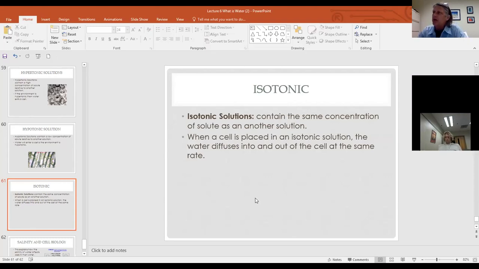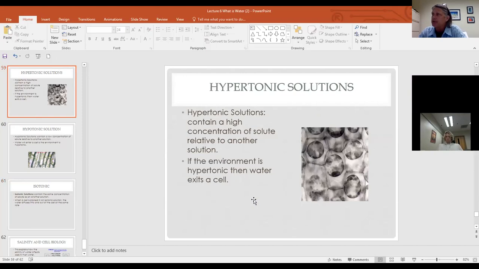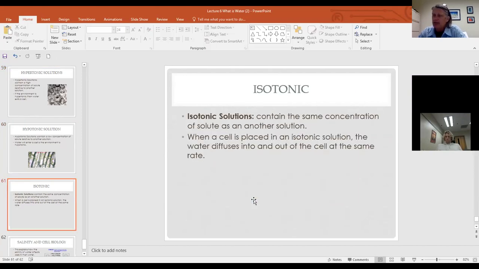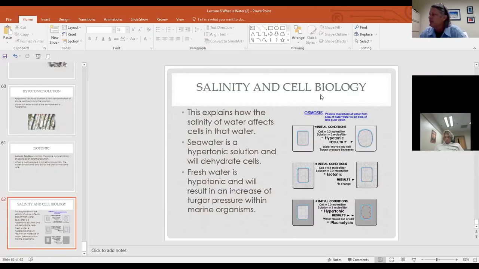The reason we're talking about tonicity, as it's called, hypertonic, hypotonic, and isotonic, is marine organisms have to regulate their salt to water balance. And that's an important concept in oceanography because things live in the ocean. There's salt to water balance. So if you're just looking at a cell, this explains how salinity affects the water.